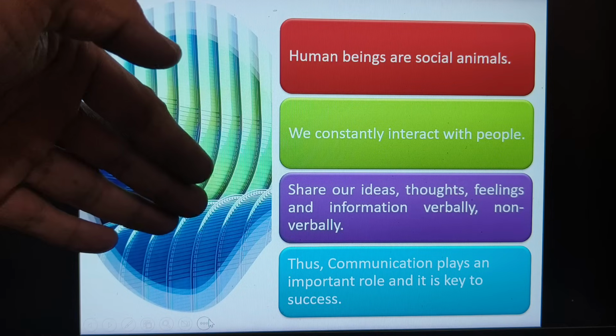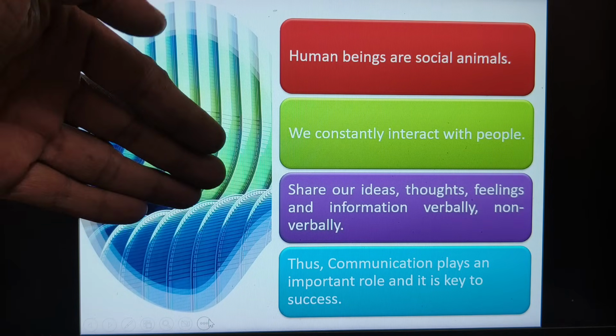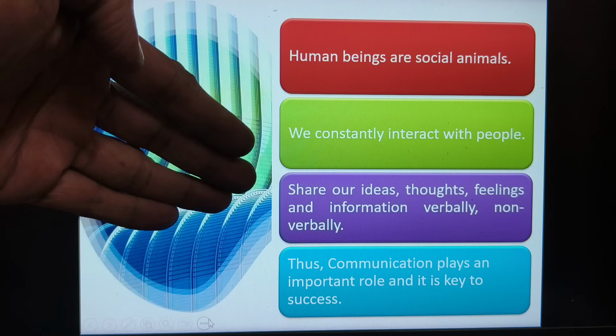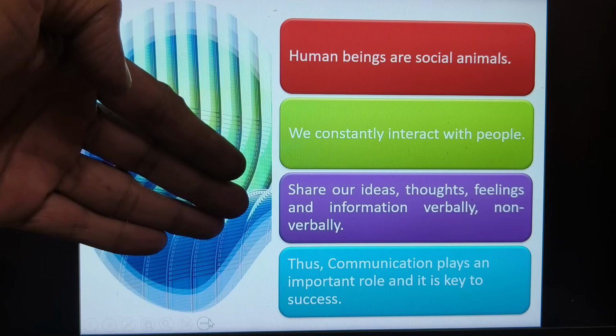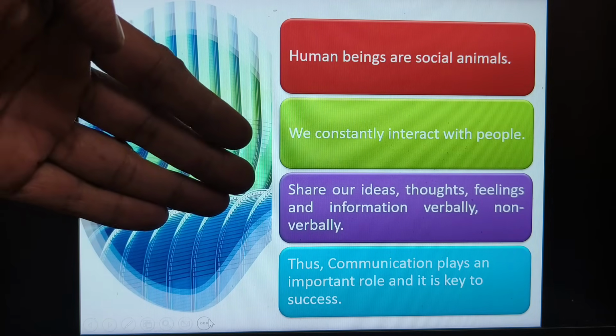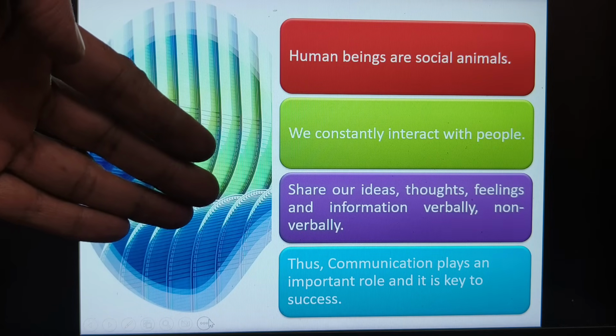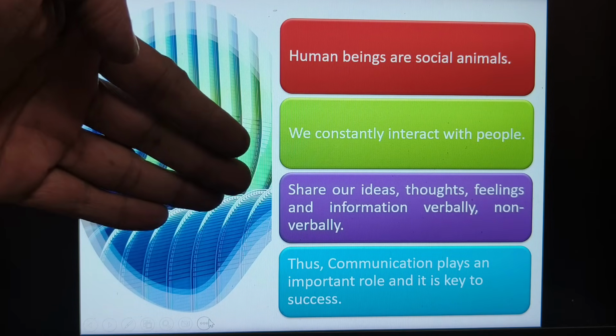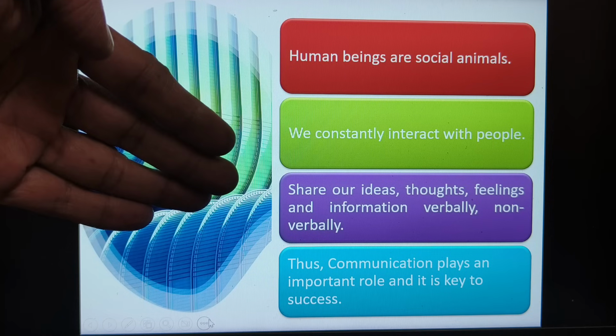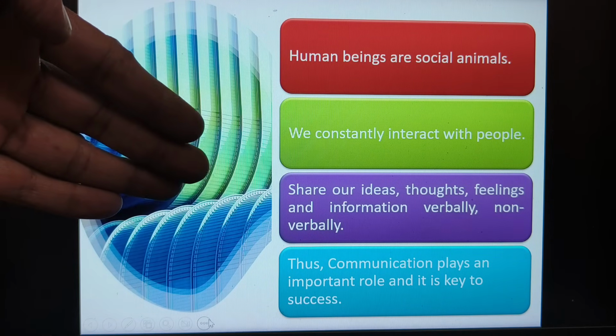What are the things that we share? We share our ideas, thoughts, feelings and information either verbally or non-verbally. Here friends, if you just look, we share all our things with our neighbors or with other fellow beings.